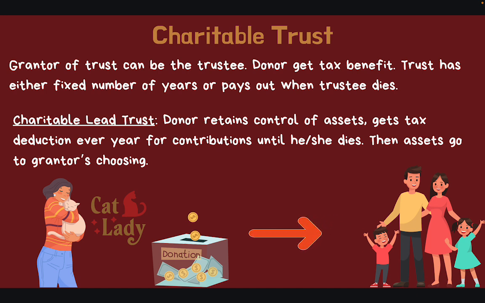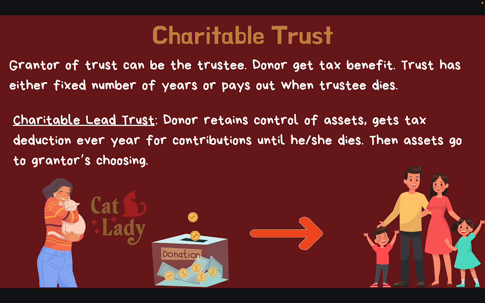Okay, here we go. Charitable lead trust. The donor retains control of the assets, gets the tax deduction every year for the contributions until he or she dies, and then the grantor gets to choose who those funds go to.